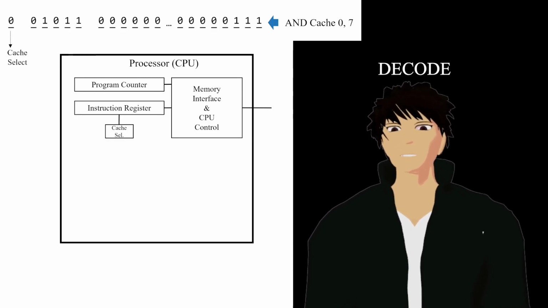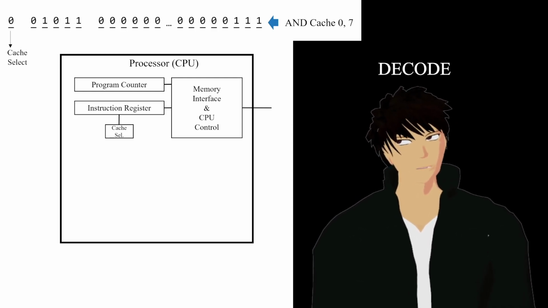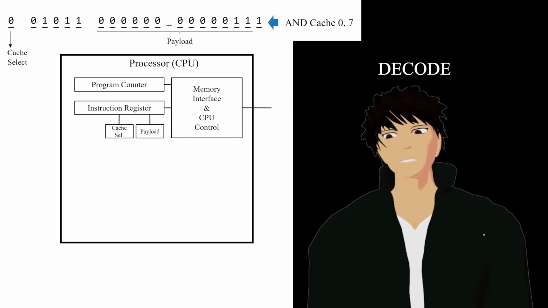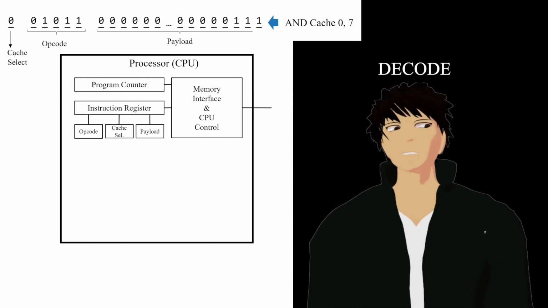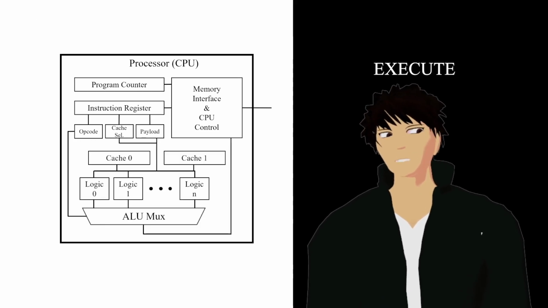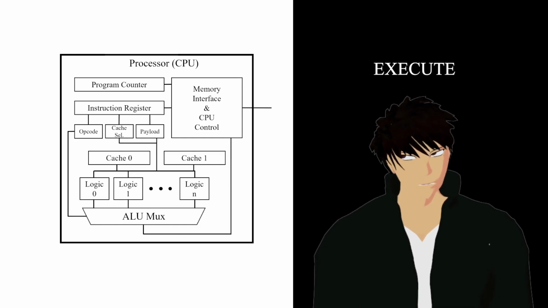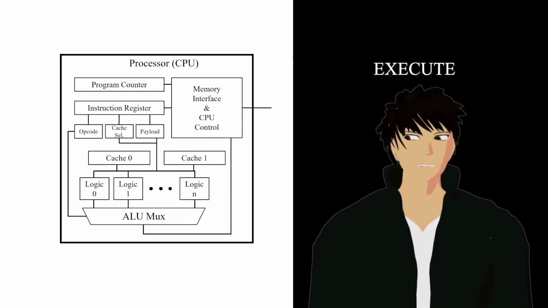The first bit is the register select, which indicates which of the two caches to use. The payload is an input value for the task at hand, and the opcode specifies the actual task to perform. Each opcode corresponds to a dedicated logical circuit, and it is used to select which logic path to execute.